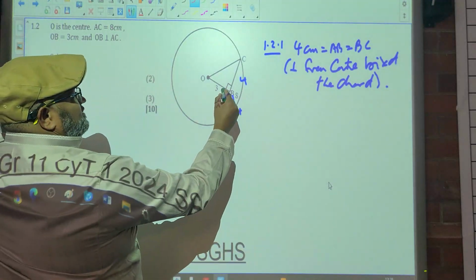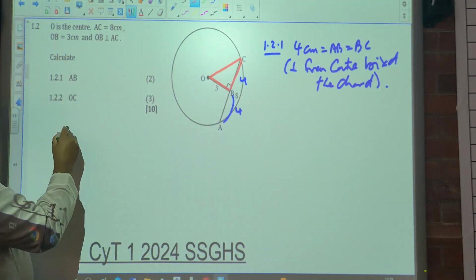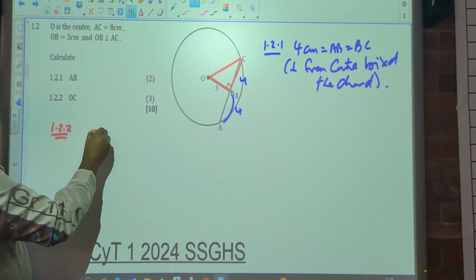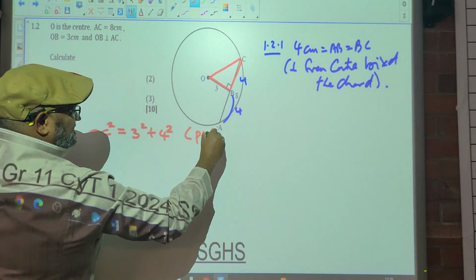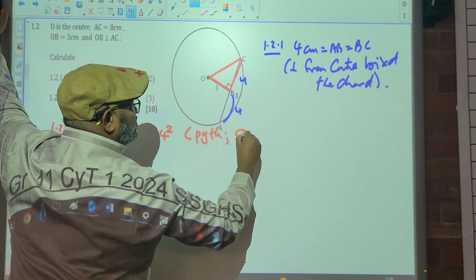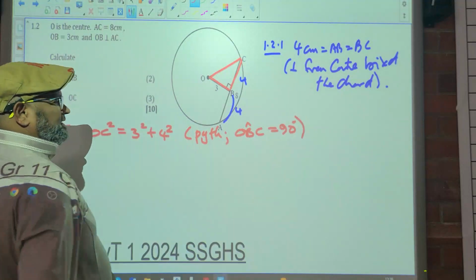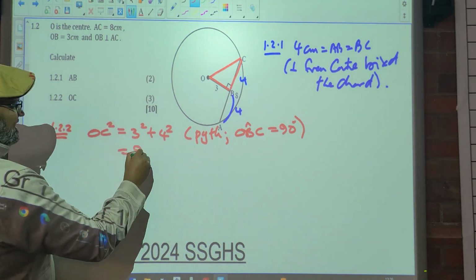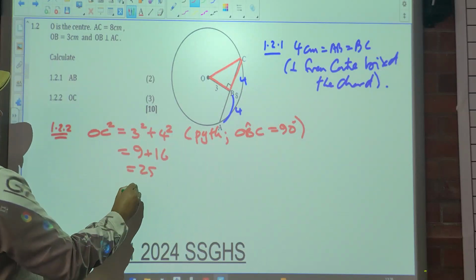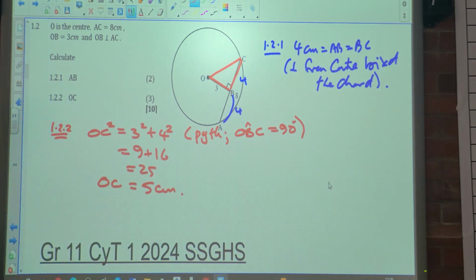So you look at OC. OC is that length there, not so. So I'm going to use Pythagoras. OC squared is equal to 3 squared plus 4 squared. Why? Pythagoras with angle OBC or CBO equals 90. You can't just say angle B. You must specify which angle you are talking about. So that gives you 9 plus 16, which is of course 25. The square root of 25 is 5 centimeters.